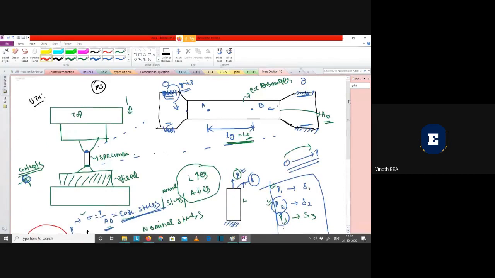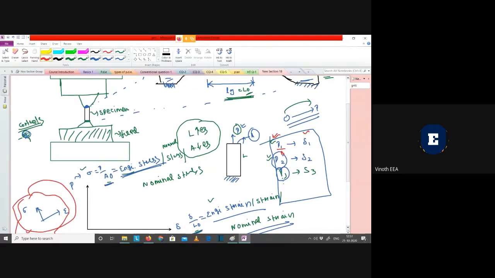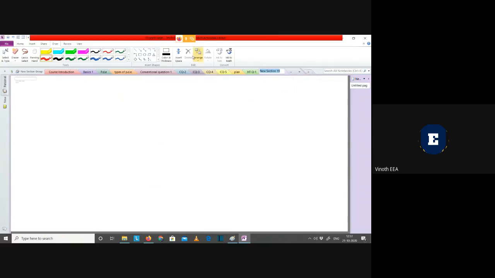Now, what we are going to do, simply I'm going to measure load corresponding to delta, and then later I'm dividing with the original area for finding out stress, and dividing with the original length for finding out strain, and then I'm plotting it in the stress strain diagram. And here the stress and strain are true stress and true strain, remember that.